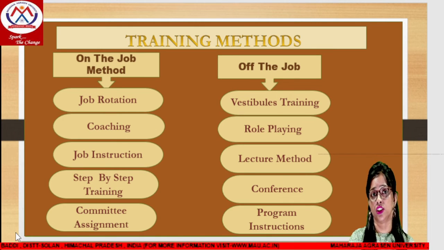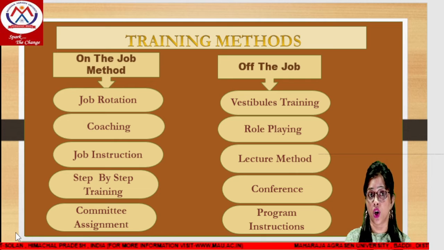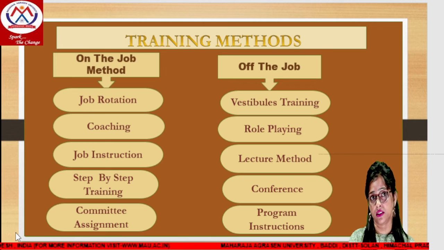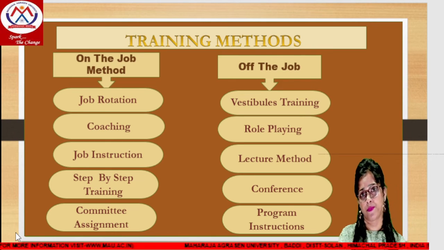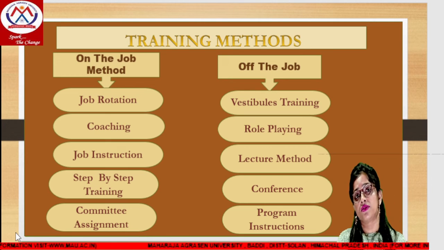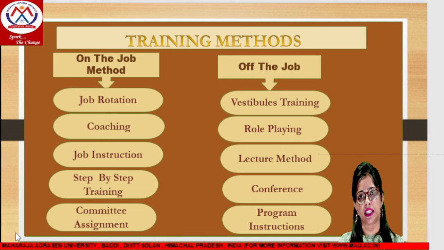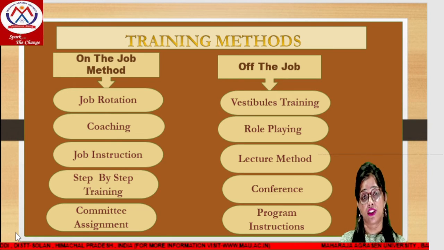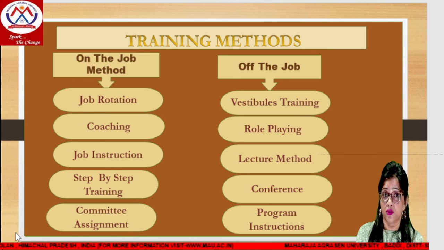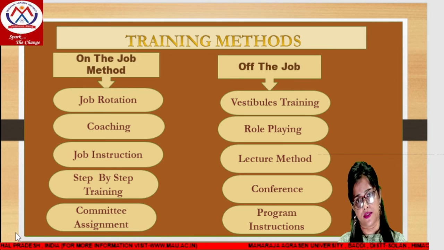So there are two types of training programs: on the job method and off the job method. On the job, like job rotation, coaching, job instruction, step by step training, and committee assignment. In the on the job method, trainees learn about so many activities in the working area. But off the job is a type of training where a separate place is available for the training, like vestibule training, role-playing activities, lecture method, conferences, workshops, and programmed instructions.